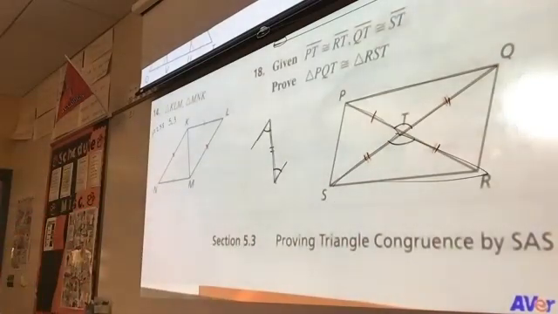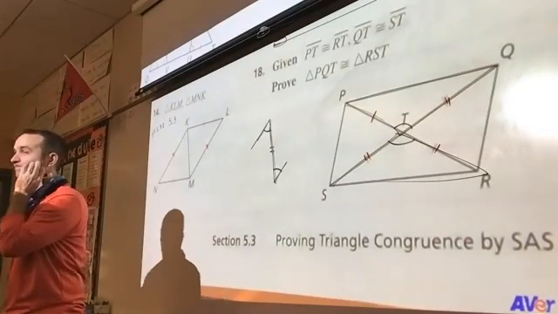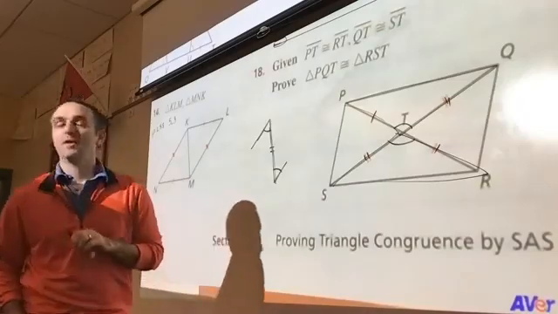All right. Just make sure that we're naming those angles correctly, like PTQ and RTS. We gotta name those correctly. Any questions about SAS here? Okay, go ahead.